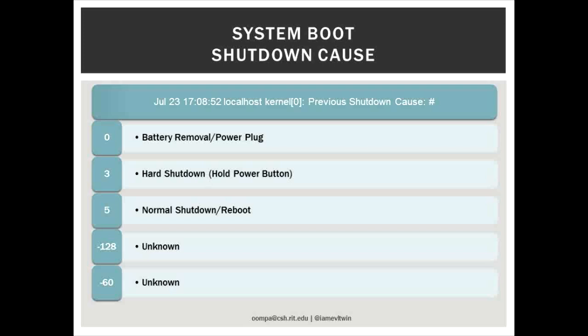So, system boot and shutdown cause. This is logged each time the system is shut down. And just like the data we had before, none of this is detailed well. Apple developer does not detail this out as far as I can tell, so a lot of this was research. The normal shutdown and reboot is a number 5, and you'll pretty much see this unless you have some issues. The hard shutdown, when your computer just won't quit and you hold down the power button, will be a shutdown type 3. And if the battery just dies or the power plug is removed, that should be a shutdown type 0.